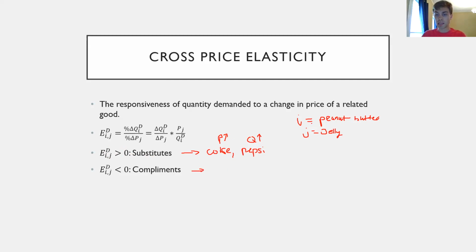Now complements, I like to pick peanut butter and jelly. Those are the two things you put together for a peanut butter and jelly sandwich. These are goods where if you raise the price of one, so we're changing the price of jelly and the price goes up, what happens to the quantity of peanut butter? Our quantity of peanut butter is going to go down, so our elasticity is going to be negative, because these are complements. If you're buying less jelly because the price goes up, that's just the law of demand, then you'll also buy less peanut butter because you're consuming them at the same time. So that's what complements are.